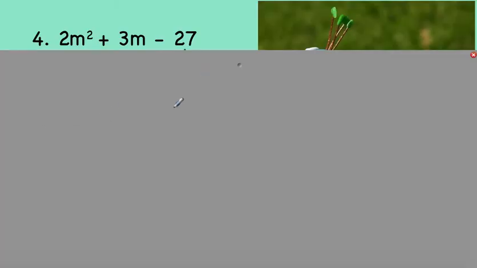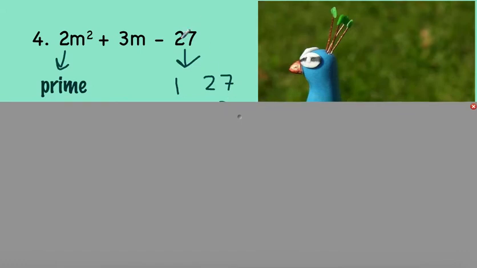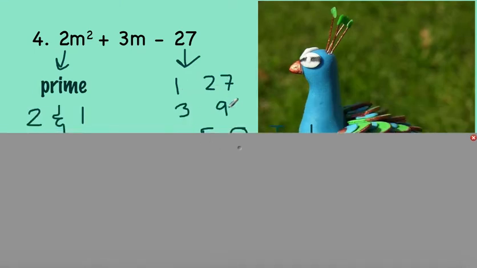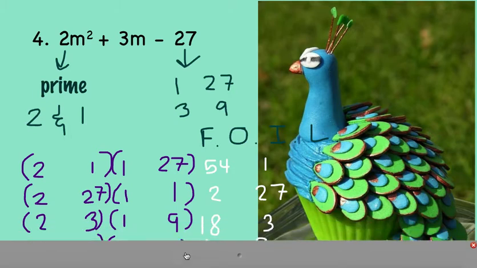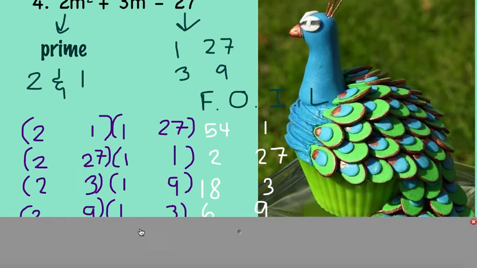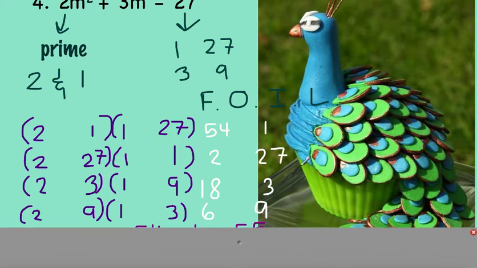Number 4, we have 2m squared plus 3m minus 27. And for this one, we know that 2 is going to be prime, but 27 is not prime, because the factors of 27 are 1 and 27, and 3 and 9. So unlike 2, which is a prime number, which is just 2 and 1, we're working with a couple more options this time. So go ahead and set up your table if you like to do it this way. If not, if you want to do it a different way, go ahead.